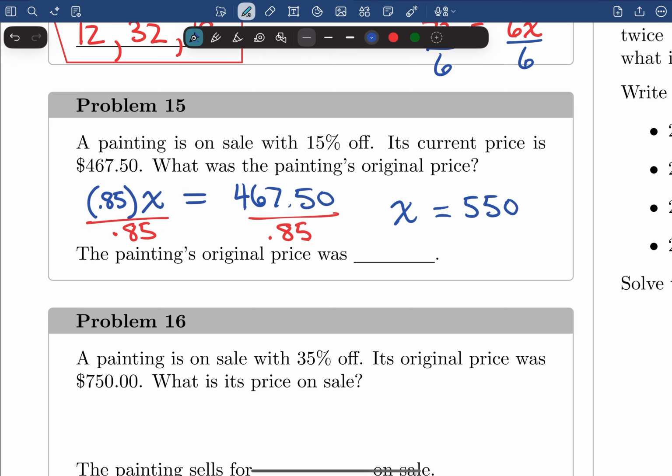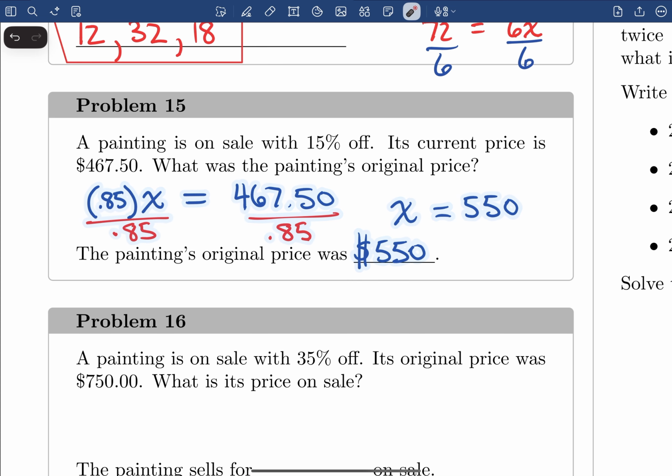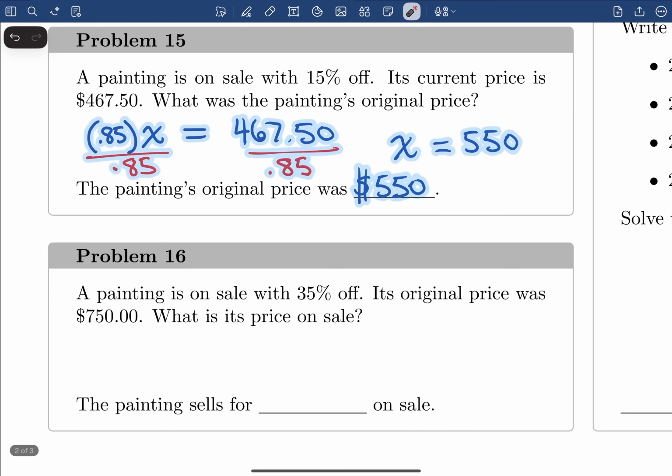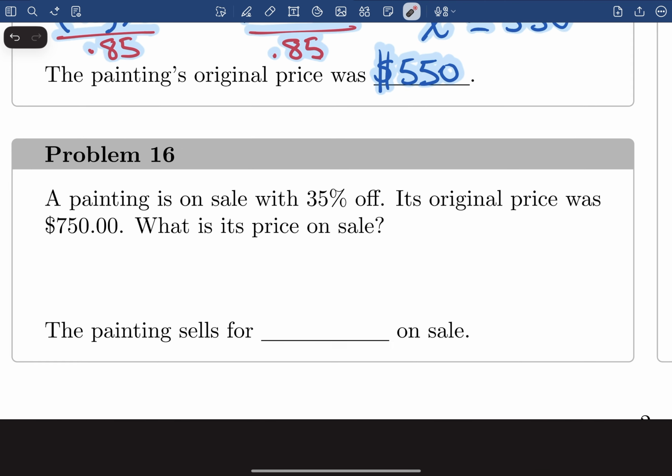Great. So $550 was the original price of this painting, which makes sense because, if you had a $550 painting and you took 15% off, it seems like that price would probably be somewhere around $467.50. That seems like a reasonable answer, and in fact, it's the right answer. So always think through, does my solution make sense, for every problem that you solve in this math class? Great, let's go ahead and move forward to problem number 16.